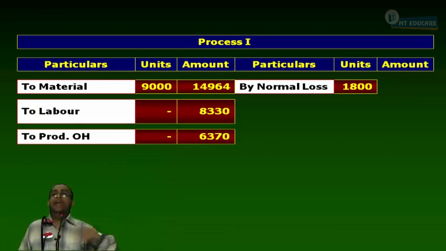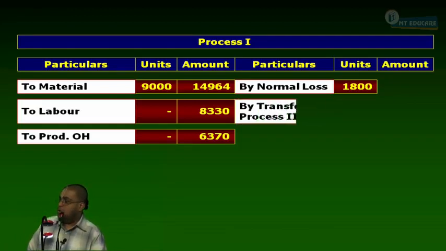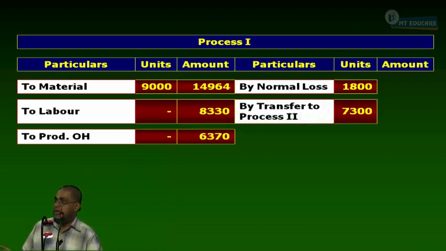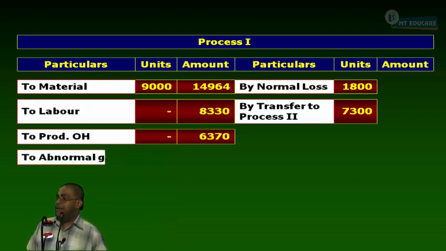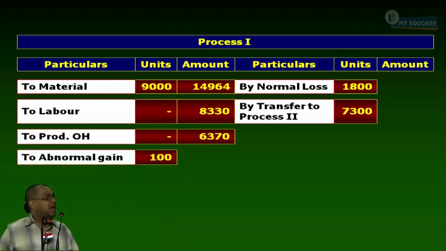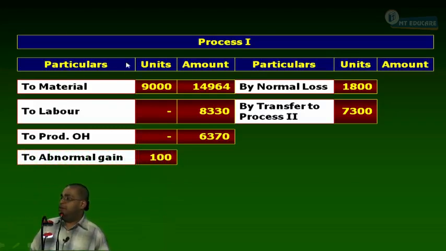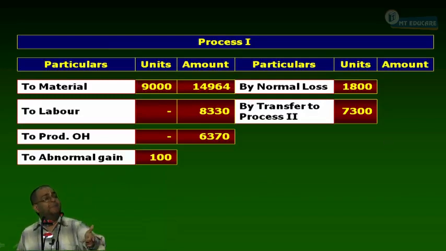Accept now. Take the calculator and tell me, or I'll just say the breakup. How many kilos transfer to process 2? 7,300. Tell me the total. 7,300 plus 1,800 gives how many kilos? 9,100. But I have only how much input? 9,000. What is the 100 here? Abnormal gain, 100. Are you following or not? When I put 9,000 kilos in, I expect to lose how many kilos? 1,800. But I lost only how much? 1,700. Unexpectedly I produce and transfer 100 kilos more, which becomes abnormal gain.